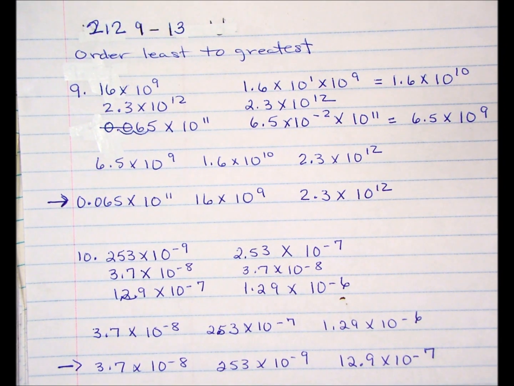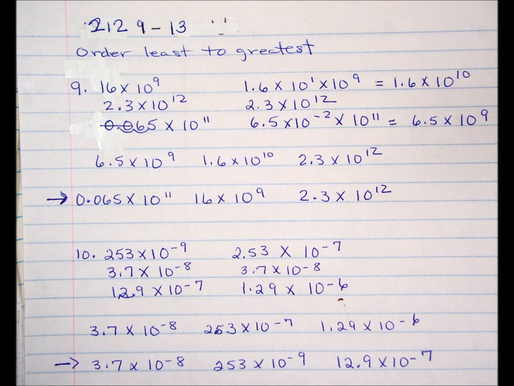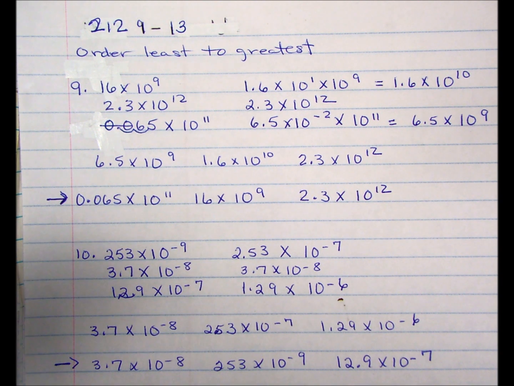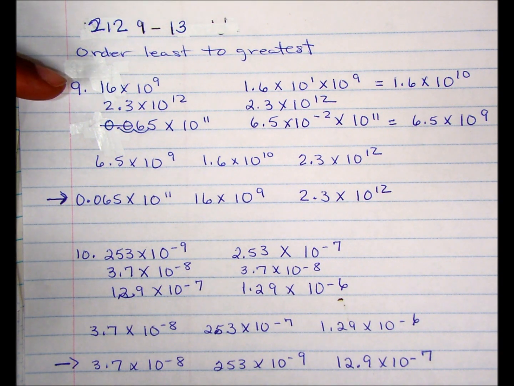All right, so we're back. So let's review this. Page 212. In 9 and 10, they ask you to order these from least to greatest. And if you'll remember each of the steps, the first thing you have to do is make sure that these numbers are written in scientific notation.